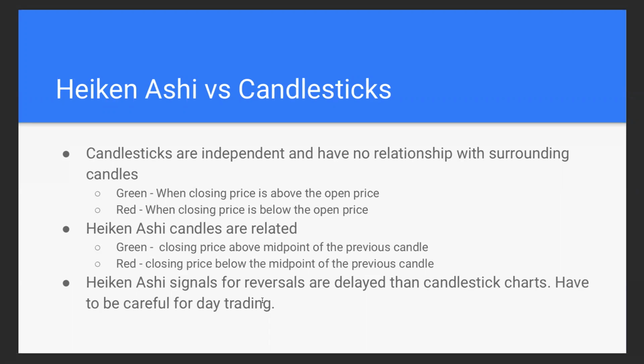Heiken Ashi always takes the average, and if your price is above the previous one, it will still show you green, but the next day it could become red. So you will be delayed. This is very, very important to know. It's a very delayed signal, so you have to be very careful not to use it in day trading. Because in day trading, if you're doing a 1 minute chart and you're delayed, you might end up losing your profits, or you might end up in a loss even though your trade was profitable.